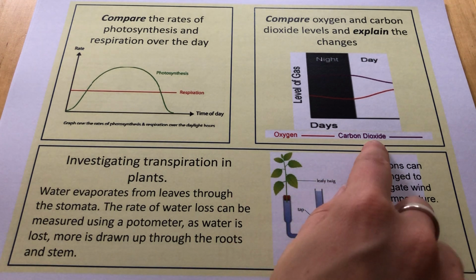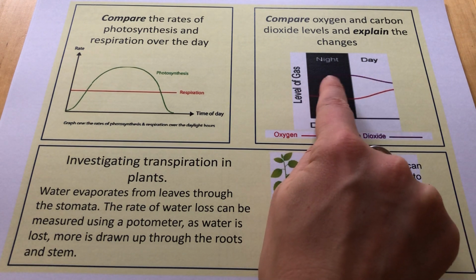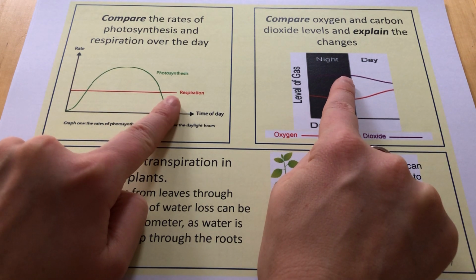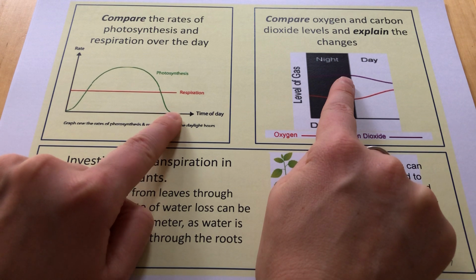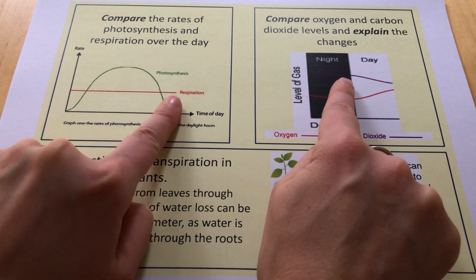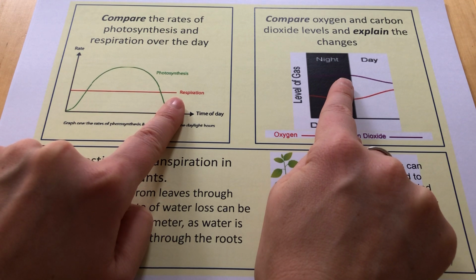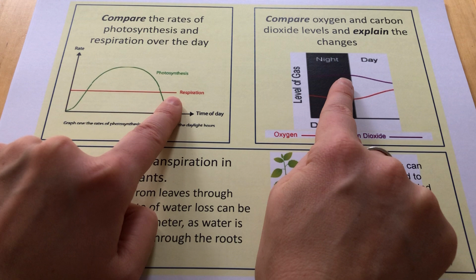Let's look firstly at the carbon dioxide line, which is this top line. At night, it increases slightly. That's because respiration, which releases carbon dioxide, is still happening. Photosynthesis has dropped off, so there's going to be an increase in carbon dioxide from that relative increase of respiration. It hasn't actually increased, but compared to photosynthesis, it is higher.